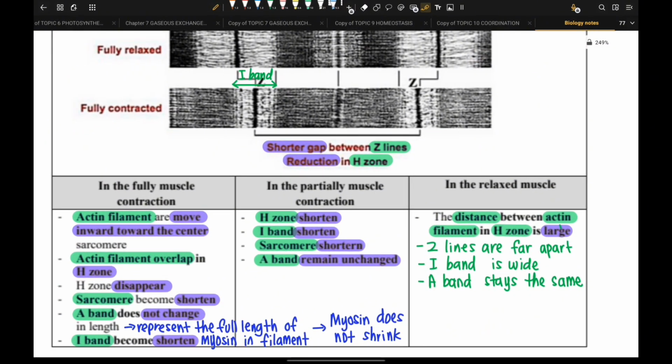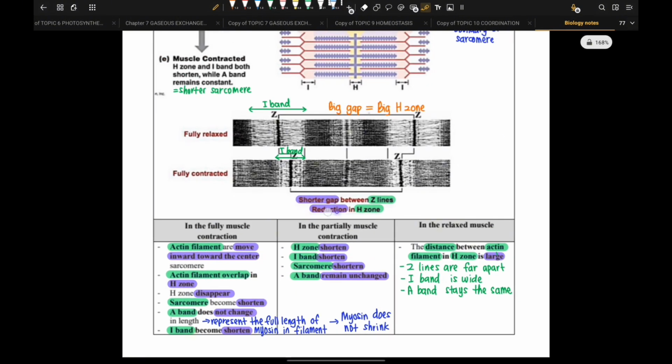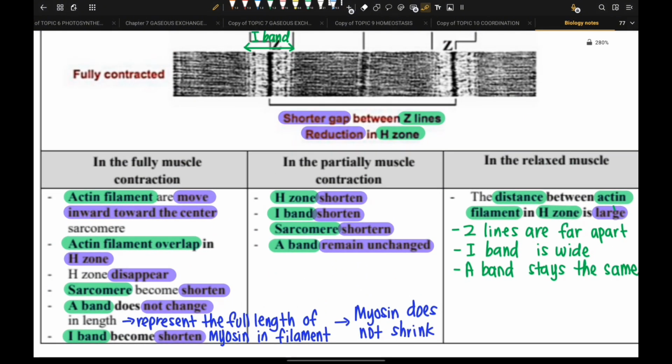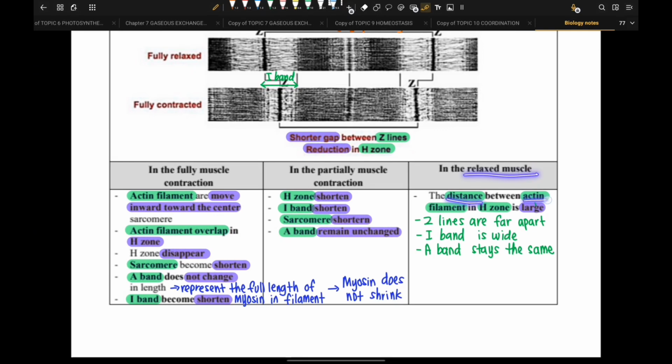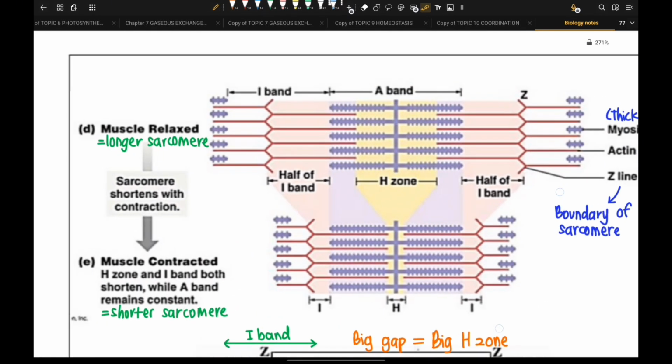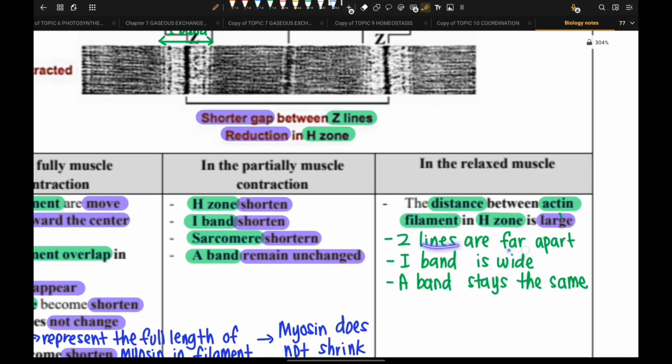And then, in partially contracted muscle, the H-zone shortens, I-band shortens, sarcomere shortens, and A-band remains unchanged. Masih konsep yang sama seperti fully muscle contraction. Cumanya, untuk step ini adalah step pertengahan sebelum hilangnya H-zone. Alright, and in the relaxed muscle, the distance between the actin filaments and the H-zone is large. You can see here, the H-zone is larger than the H-zone here when the muscle is relaxed. And then, the Z-lines are far apart. I-band is wide, A-band stays the same.